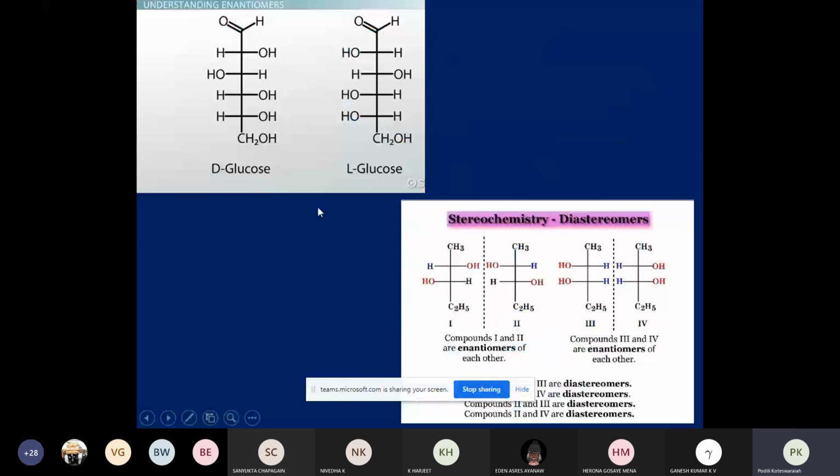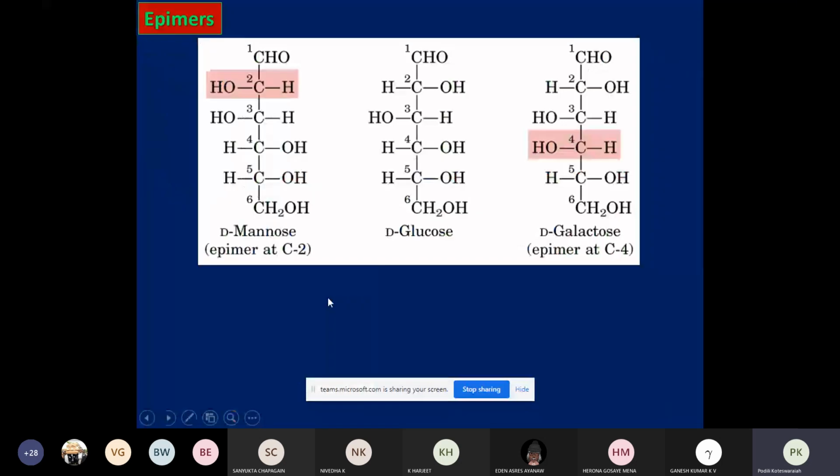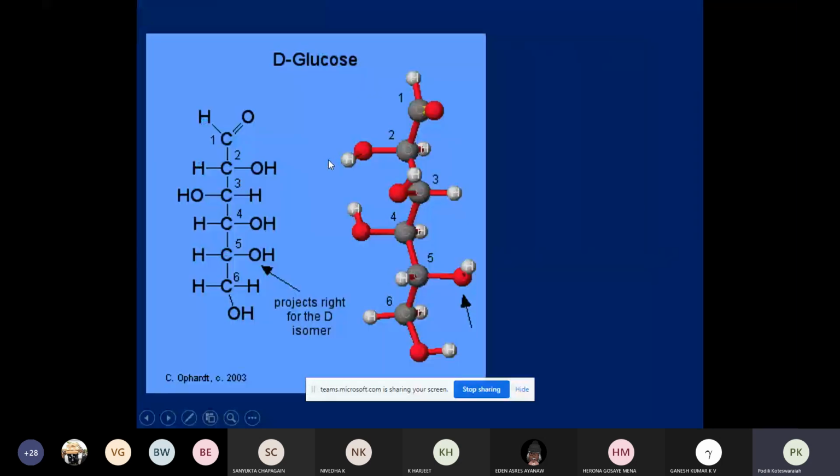If two sugars have the same configuration except on one carbon atom, then they are said to be epimers. That means they differ from one another only at a particular carbon, whereas the configuration on the other stereocenters is identical. We can see here that glucose and galactose differ at the fourth carbon, so they are C4 epimers, whereas glucose and mannose differ from one another only at carbon 2, so they are C2 epimers, and so on. And then we discussed, I think that's where we stopped.